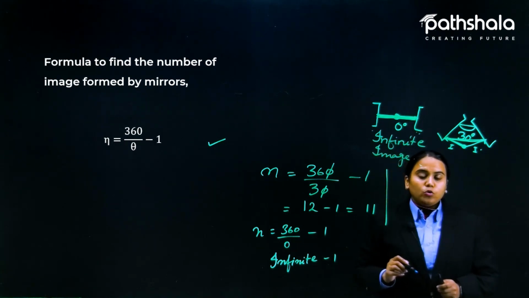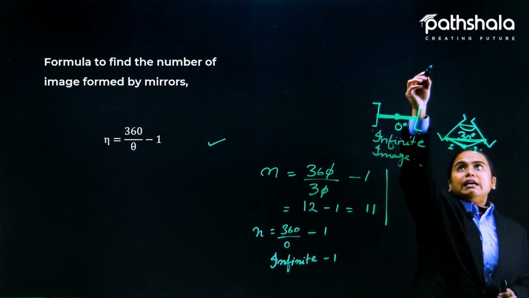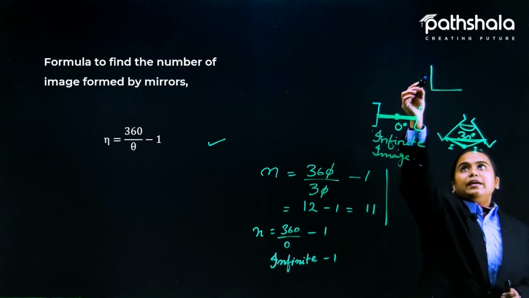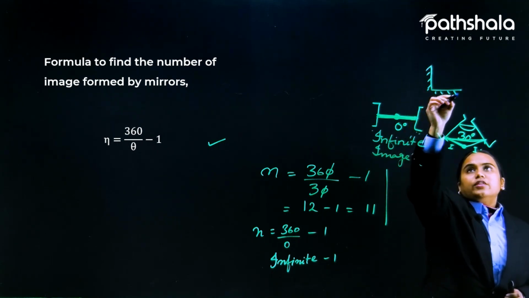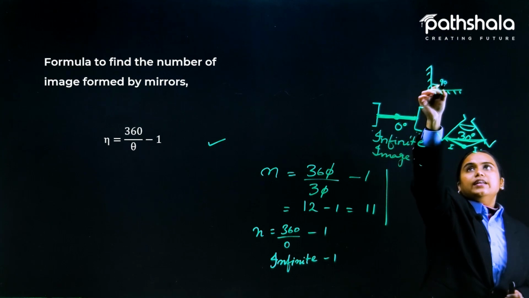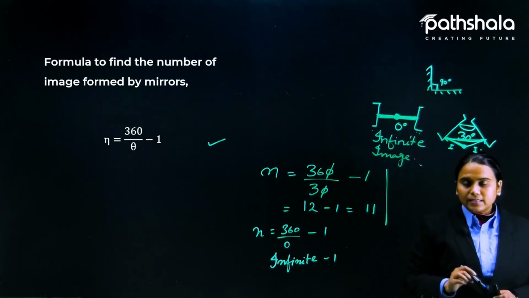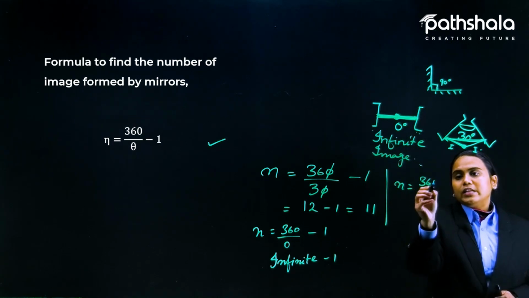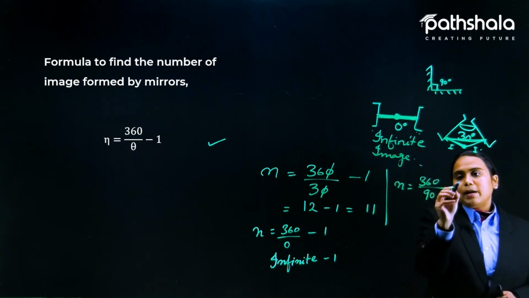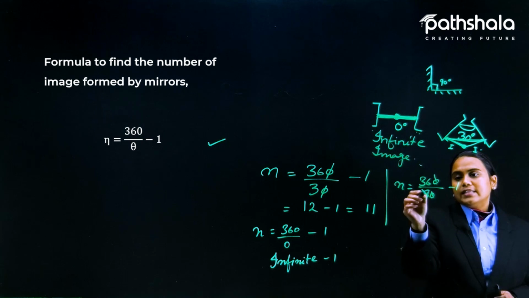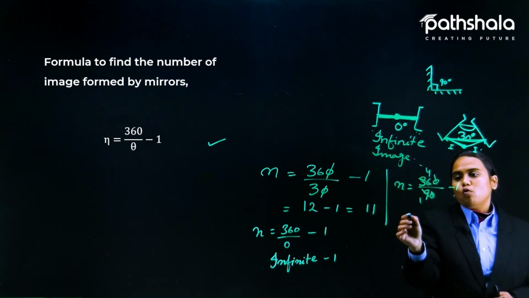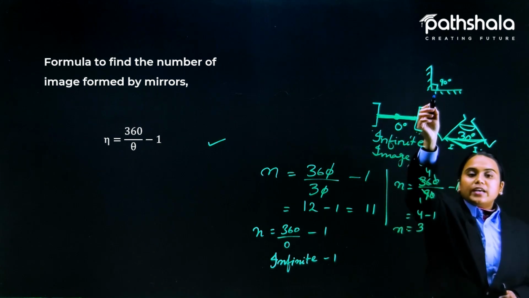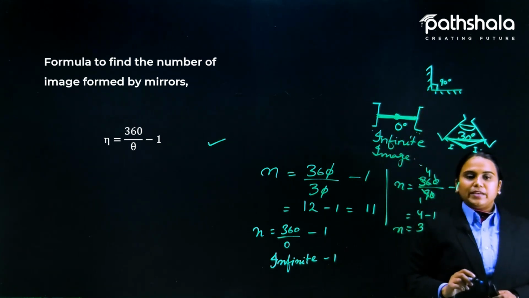Now let's suppose the mirrors are in this form. They are making 90 degrees with each other. Okay, so the angle here would be 90 degrees in this case. Now the number of images formed would be 360 divided by 90, minus 1. The 0s cancel, 9 fours are 36, so 4 minus 1 would be 3. So in this particular case we would only get 3 images.